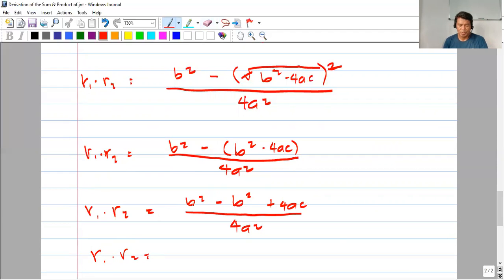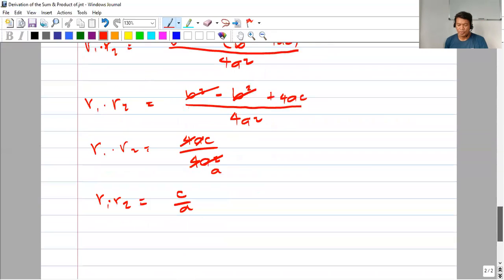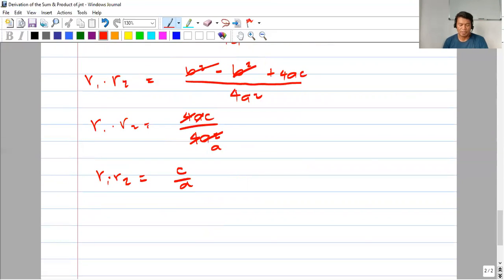b squared minus b squared is 0, so we can cancel that. What is left is 4ac over 4a squared. We can also cancel 4a by a, and what is left is a. The final answer for the product of two roots is c over a. So the shortcut formula in determining the product of two roots is c over a.